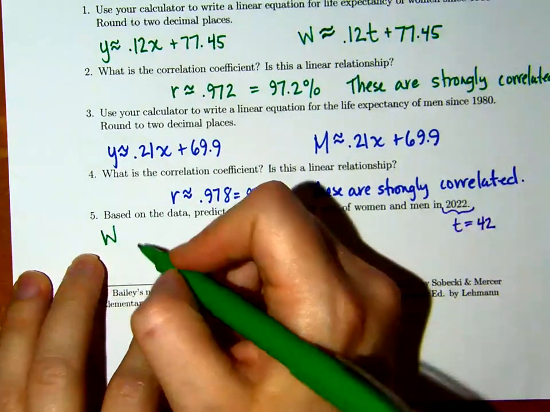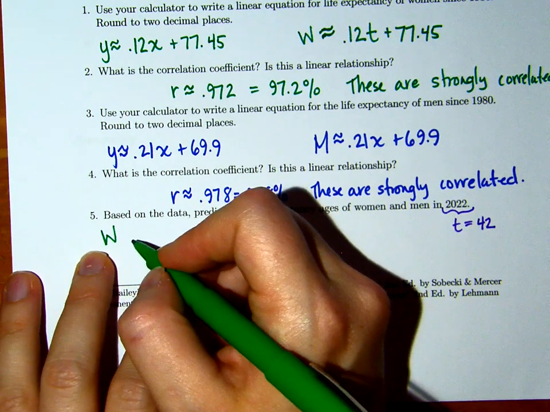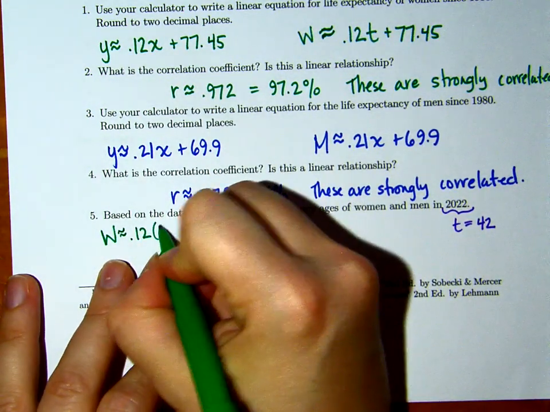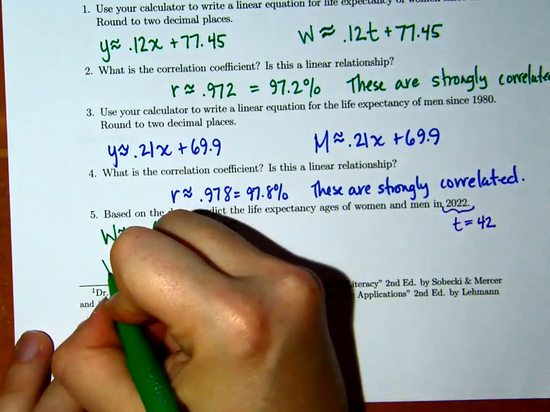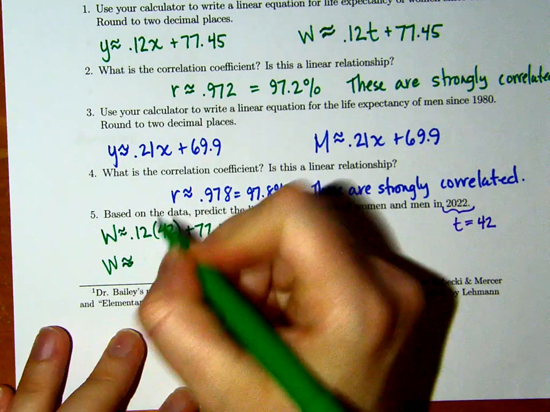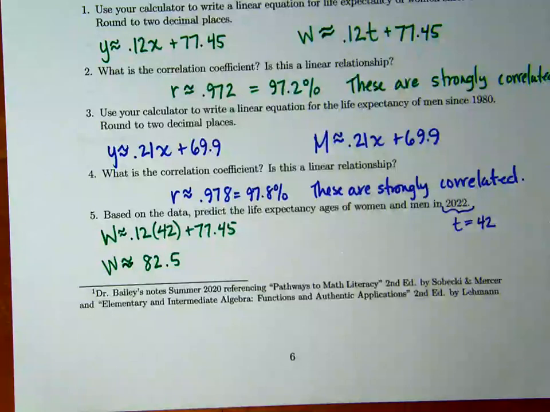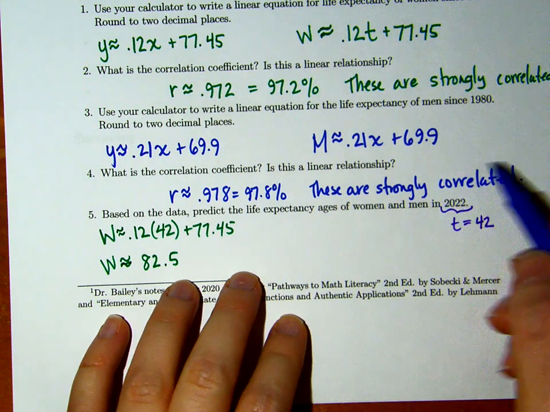Women's life expectancy, oh boy, it's definitely not going to fit this model anymore. But the interesting part is, will I be able to actually see it? Because we have these models now. Made them in this class. So women's life expectancy, 0.12 times 42 years plus 77.45 initially is about 82 and a half years old. Okay, and then let's go men's style. So predicted average life expectancy.